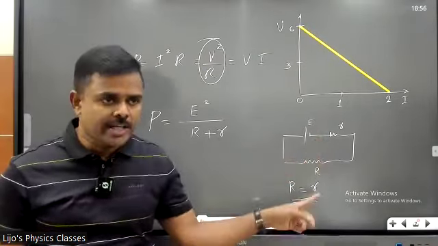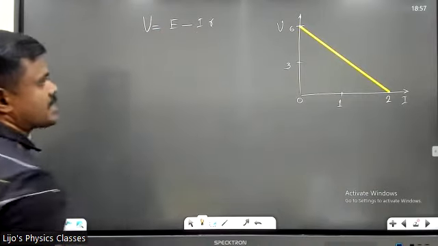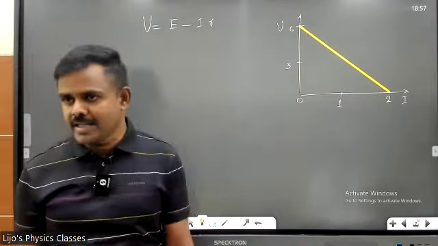I'm going to do this question now. First of all, look at this equation. I'm writing my equation: V is equal to E minus Ir.